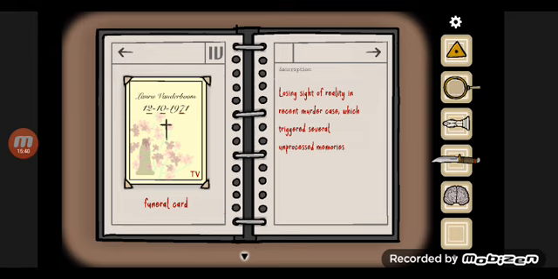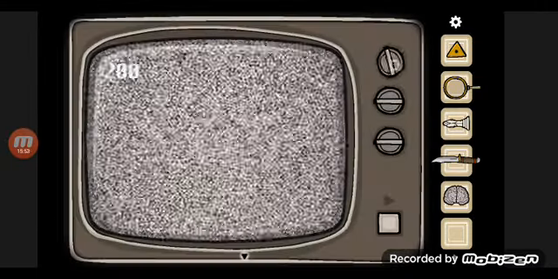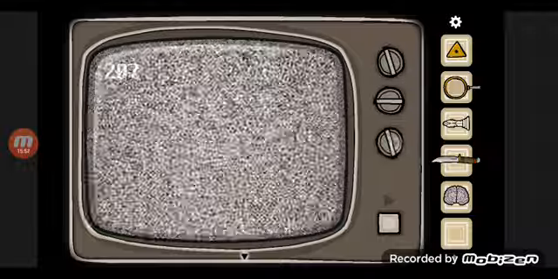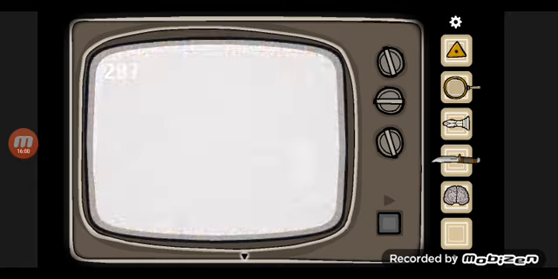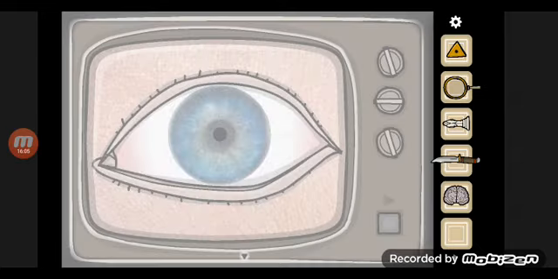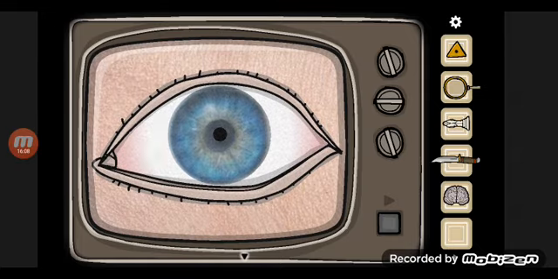TV, and to add the underlined numbers 207. So let's go to the TV and turn on the channel 207. And we look at the approaching Laura and at her gaze directed forward. Gradually, only the eye remains on the screen.